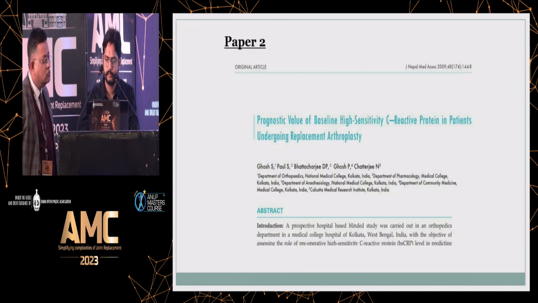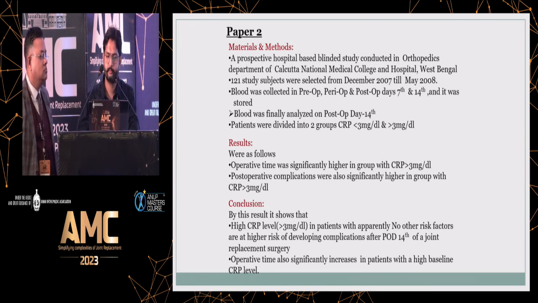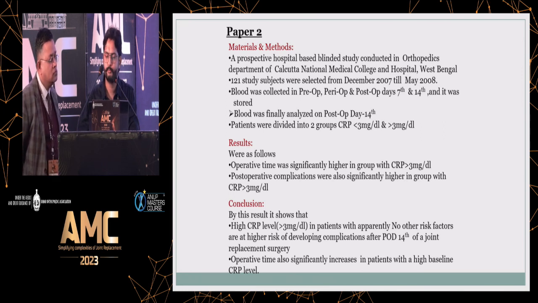Coming to paper 2, it's the prognostic value of baseline high sensitivity C-reactive protein in patients undergoing joint replacement surgeries. In the materials and methods, it's a prospective hospital-based blinded study conducted in the Orthopedics Department of Calcutta National Medical College and Hospital, West Bengal. Totally 121 study subjects were selected from December 2007 till May of 2008. Blood was collected in the pre-operative phase, perioperative phase and post-operative days 7 and 14, and it was stored. Blood was finally analyzed on post-operative day 14. This was done to avoid any bias.